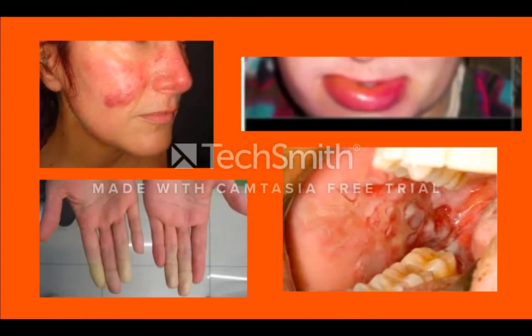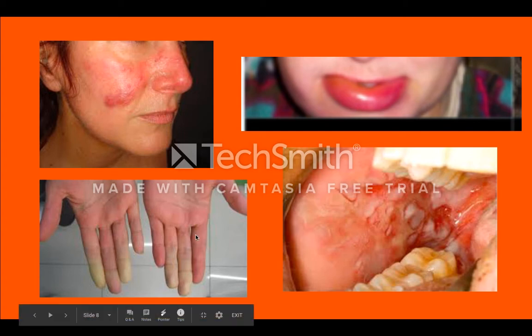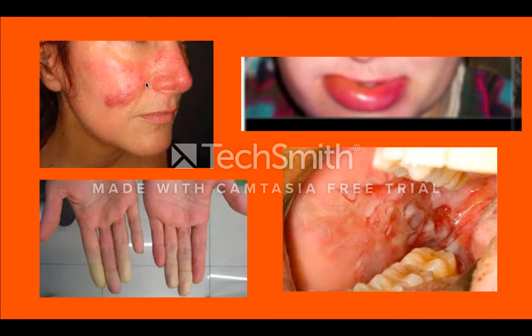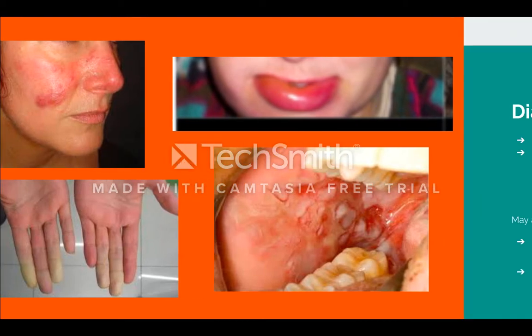Here are just some pictures of different symptoms you see with SLE. Discoloration in the fingers, rashes around the face, the butterfly rash is very common, mouth sores, mouth ulcers.